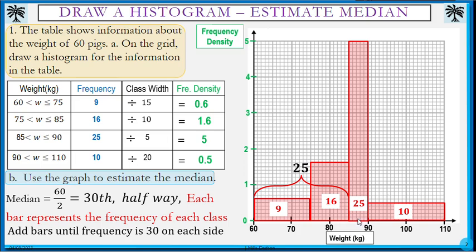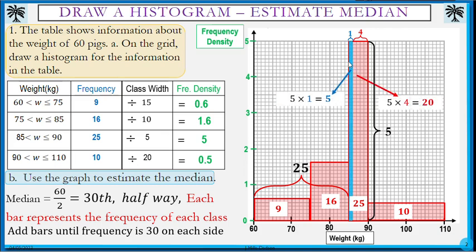Now if you split it into 4 and 1, you see 4 times 5 is 20, and 1 times 5 is 5. So the blue bit is our 5 that we need to add to 25 to make 30. Therefore we get 30 up to this point. To read out the median, exactly where you end is what you read. You read this particular number, and that becomes your median. So our median is 86 kilograms. It's just simply halfway.